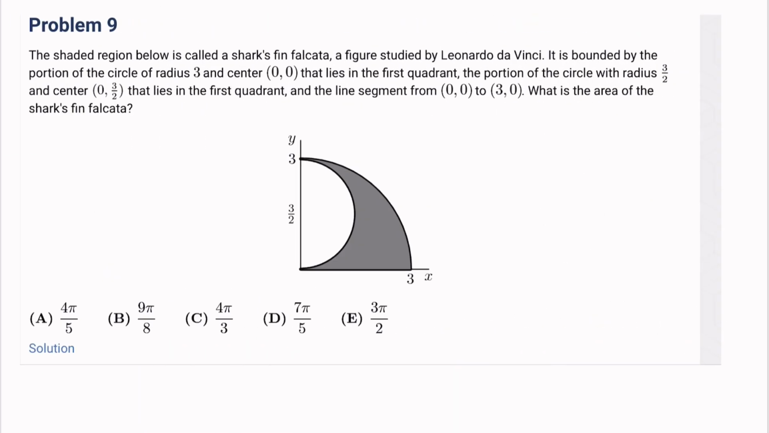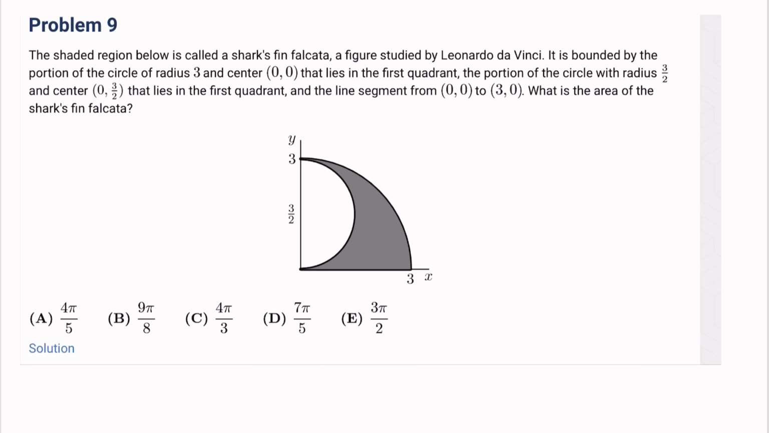Number 9, the shaded region below is called a shark's fin falcata, a figure studied by Leonardo da Vinci. It is bounded by the portion of the circle of radius 3 and center 0, 0 that lies in the first quadrant, the portion of the circle with radius 3 over 2 and center 0, 3 over 2 that lies in the first quadrant, and the line segment from 0, 0 to 3, 0. What is the area of the shark's fin falcata?